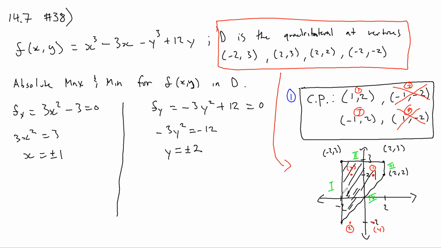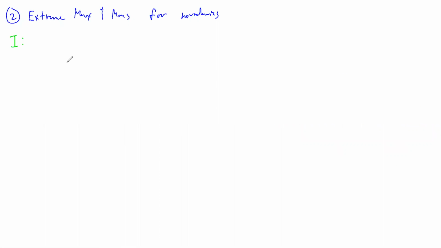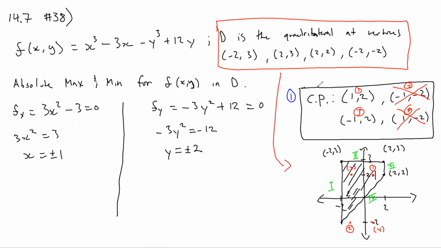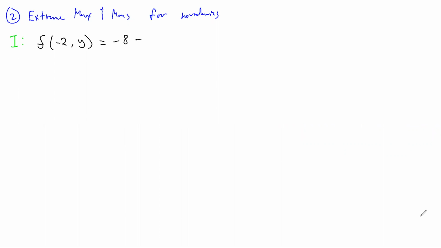For line number 1, we can clearly see that the x value is always going to be at -2. So we can state that we're looking into the function f of -2, y, right? And that is going to be equal to, so when x is -2, we get -8, minus or plus 6.